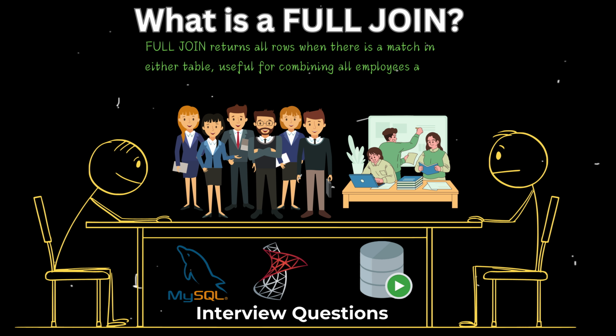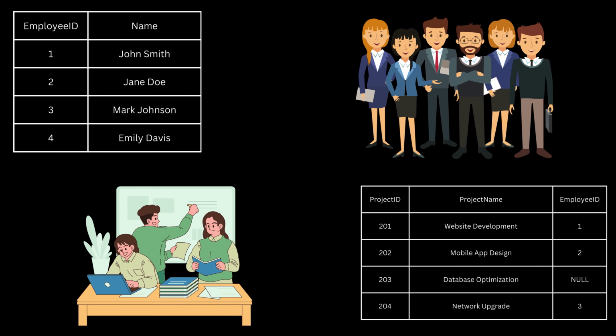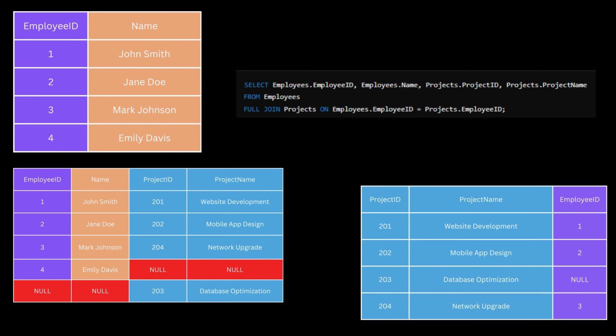What is a full join? Full join returns all rows when there is a match in either left or right table. Rows without a match in the other table will show nulls for the missing columns. Combining a list of all employees and all projects, a full join will show all employees and all projects, including employees without projects and projects without assigned employees.